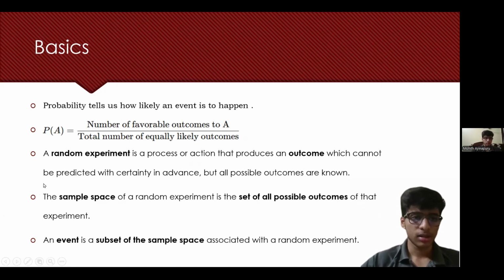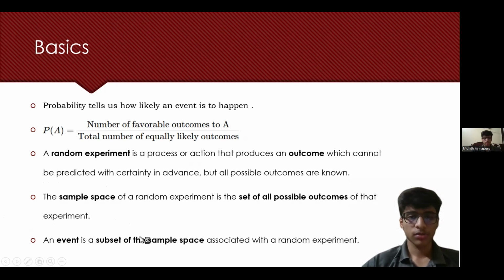Moving to next, the sample space of a random experiment is the set of all possible outcomes of that experiment. If we consider the above example, rolling a dice, the sample space is all possible outcomes: 1, 2, 3, 4, 5, 6. So the number of outcomes is 6, and the sample space is 1, 2, 3, 4, 5, 6.